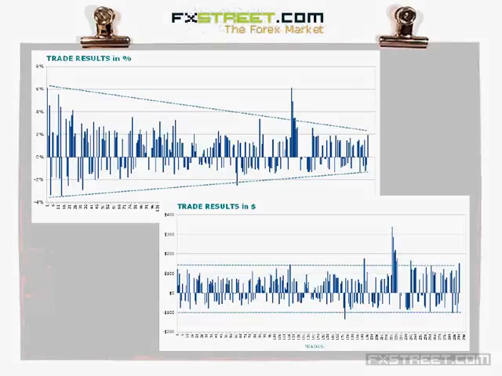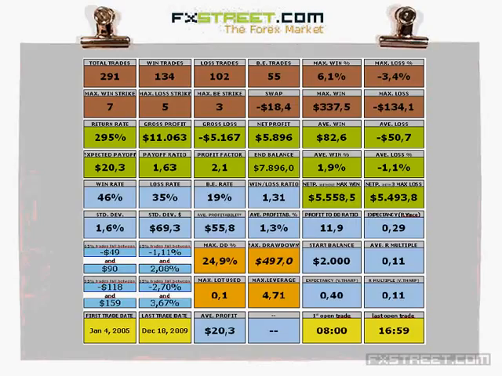In difference to a fixed lot size, we have here the results. You see the traded results in dollars are practically always the same. And we have the trade results in percentage decreasing because you are trading always the same size. So in relation to the growing equity, the results are in percentage less and less. So you have this triangular shape of the trade results in percentage.